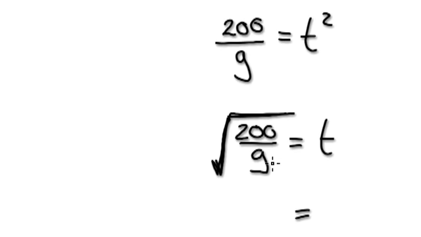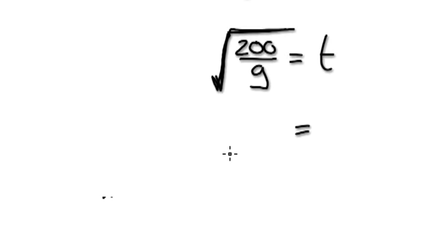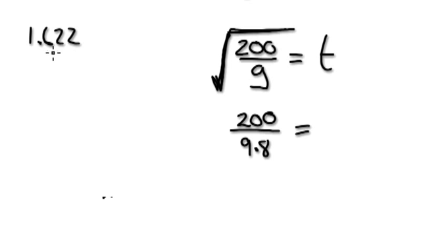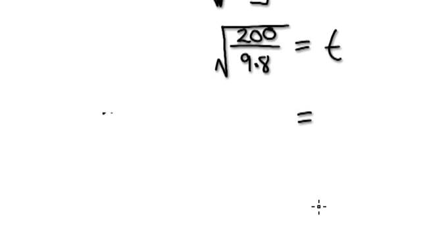Remember, g is 9.8 on Earth, so let's put the 9.8 in here. So 200 over 9.8. Remember, if you're on the moon, you would probably have to use 1.622, because gravity on the moon is different from Earth. Because we're on Earth, we're going to use 9.8. So square root of that. Now get a calculator out to work out this whole thing. Remember, we've got to work out this bubble first, and then we can square root it.